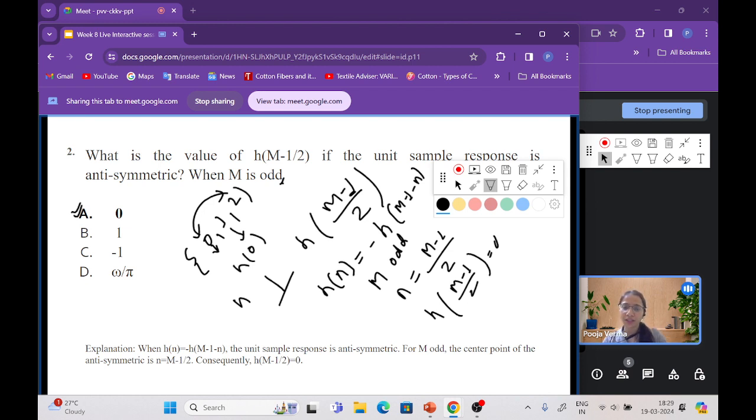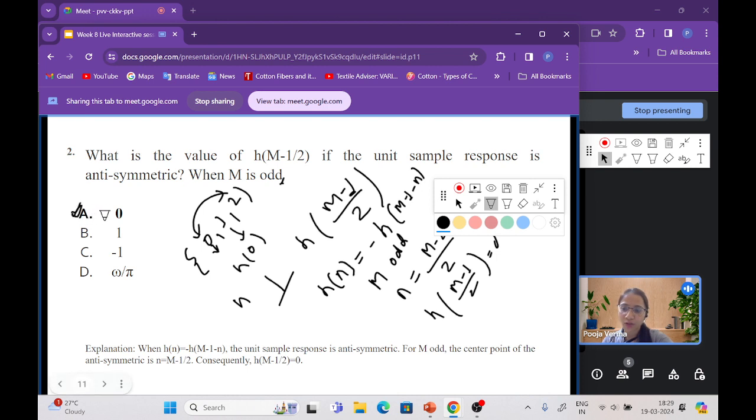When no signal is given, here we need to take a simple unit sample response. So for an antisymmetric function, the unit sample response at the center when M is odd is 0. Okay.